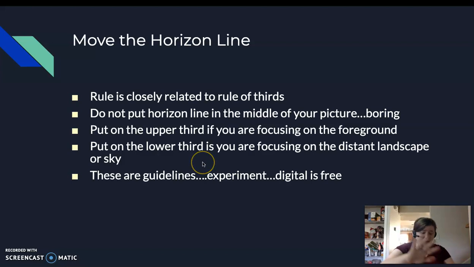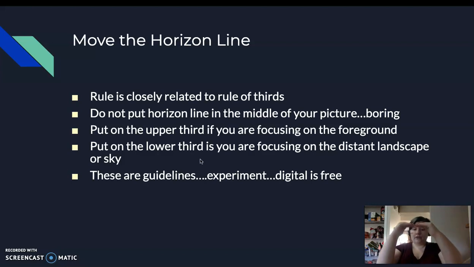The next thing is moving the horizon line. And again, we've already talked about keeping it straight, but this one determines where it's lined up on the photograph. Now, this rule is actually very closely related to the rule of thirds. So try to avoid putting your horizon line in the middle of your picture, as that tends to be really boring. Put it on the upper third if you're focusing on the foreground. Okay, so if your horizon line is higher, your audience will see more of the foreground.